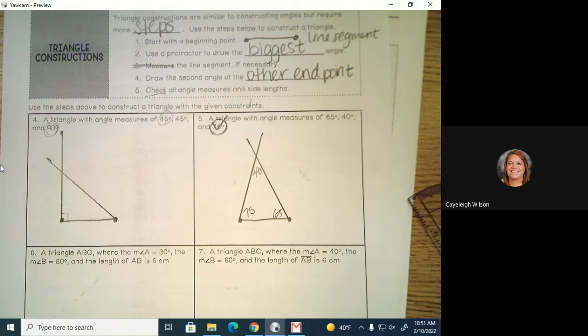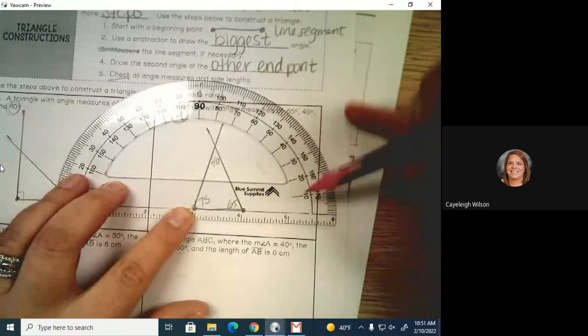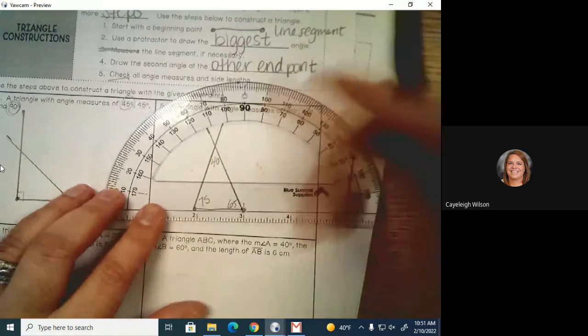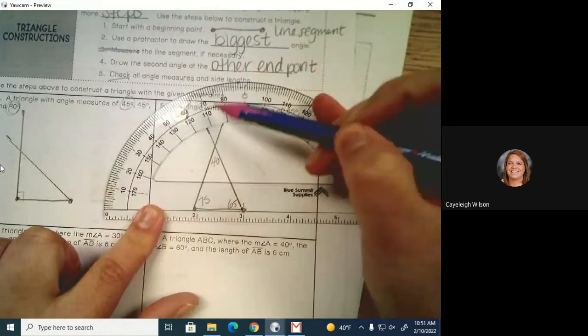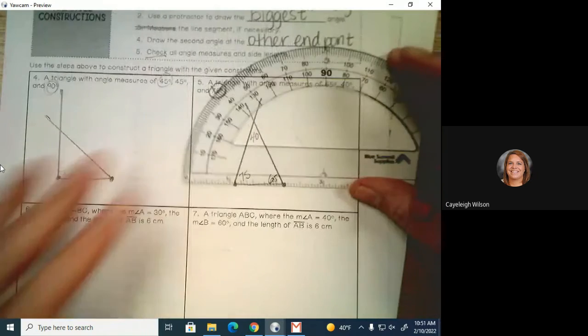Remember, look on here. I told you if you're counting from this side, you count at the bottom row. But if you're counting from this side, you're counting from the top row. Just a second, I'm getting ready to go over a new problem.